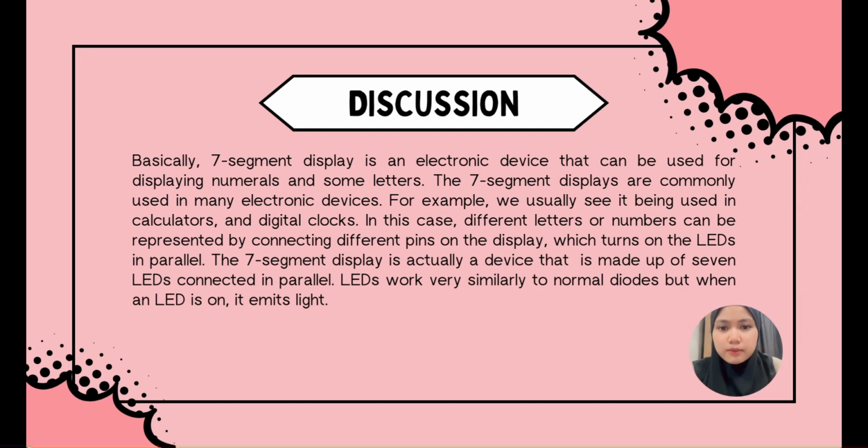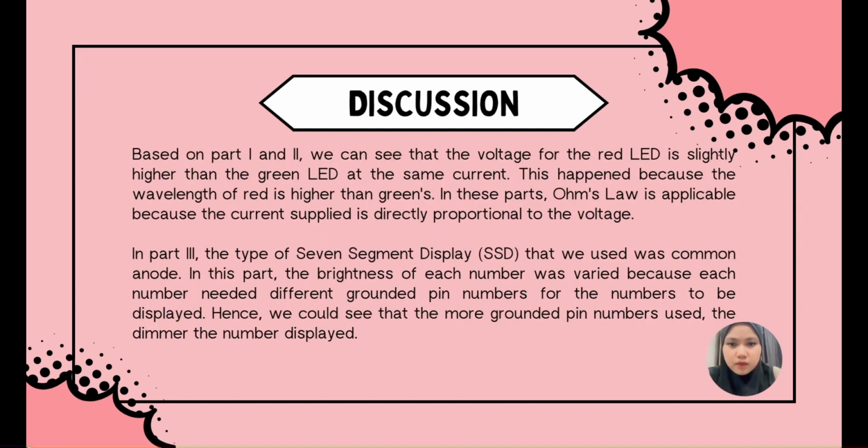So the 7-segment display is actually a device made up of 7 LEDs connected in parallel. LEDs work very similarly to normal diodes, but when an LED is on, it emits light. Based on part 1 and part 2 of this experiment, we can clearly see that the voltage for the red LED is slightly higher than the green LED at the same current. This happened because the wavelength of red is higher than green's. Ohm's law is applicable because the current supplied is directly proportional to the voltage.